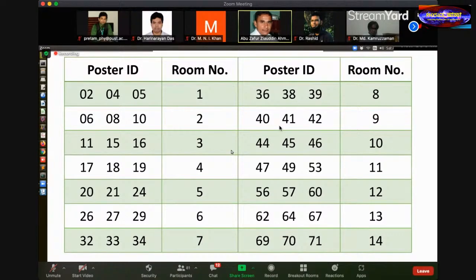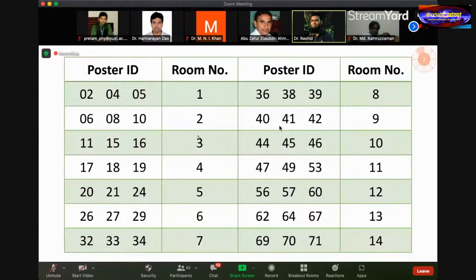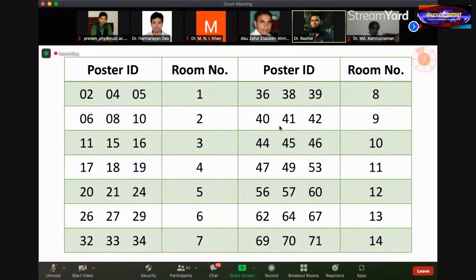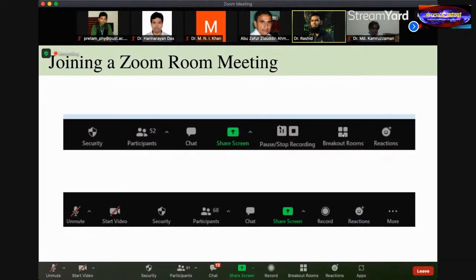Dr. Rashid, provide information verbally. Yes, unmute. Sorry, I thought I was on mute, but I didn't mute myself. So okay, yes. Sorry. So we are going to create a breakout room. These are the numbers given of the room number and the corresponding poster ID. I request that the poster presenters find the rooms, and to join the rooms, you have this kind of icon, breakout room. All the list of the rooms, you will be able to join there.